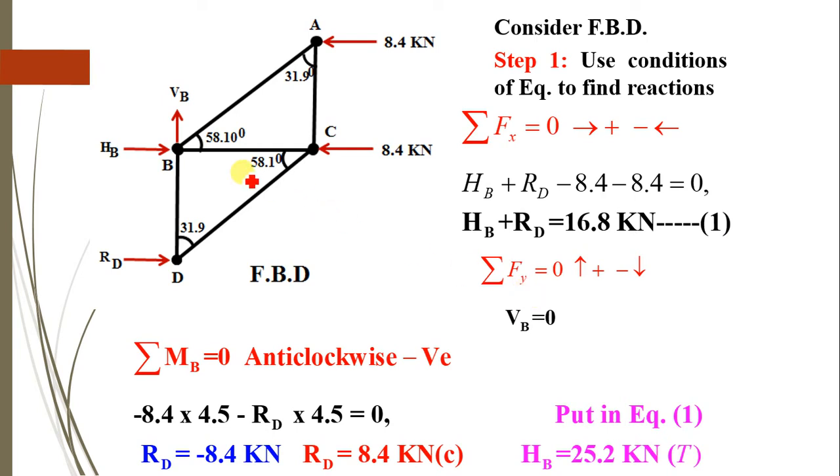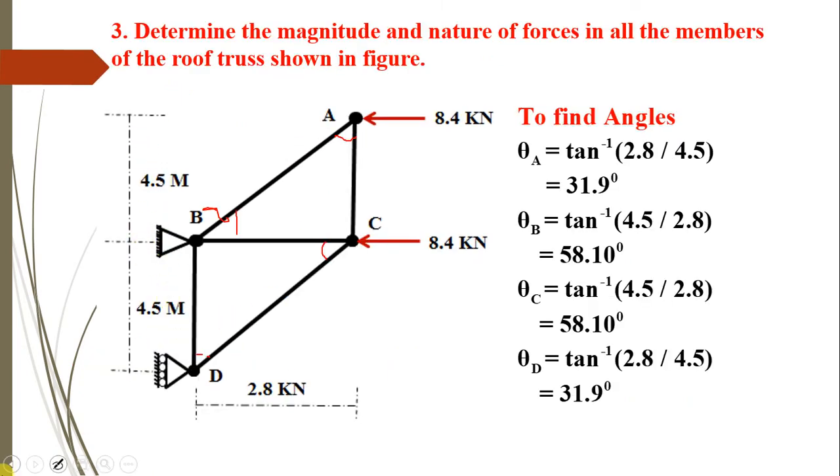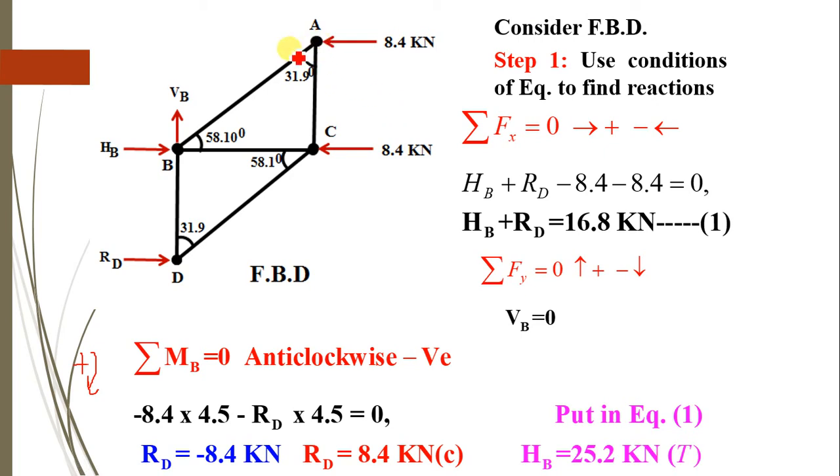Then summation of Fy, only one vertical force VB, that is equal to 0. Then taking the moment about point A as 0, considering clockwise as positive and anti-clockwise as negative, both the meaning is same. So here 8.4 is a horizontal force, so the perpendicular distance is the vertical distance, which is given as 4.5 meter. So 8.4 into 4.5 and the nature of moment is anti-clockwise, so negative. Then this 8.4 is passing through point B, so the perpendicular distance is 0.